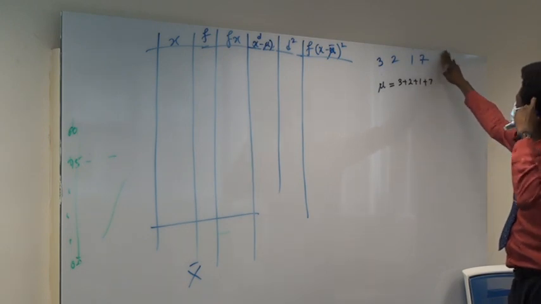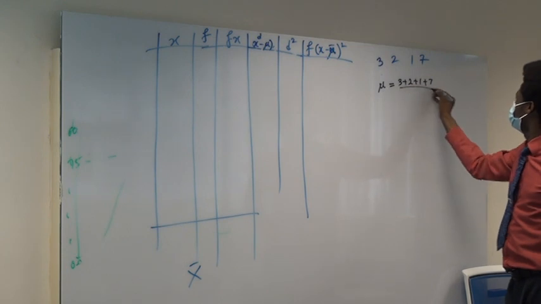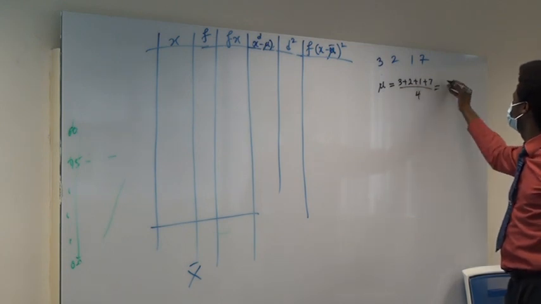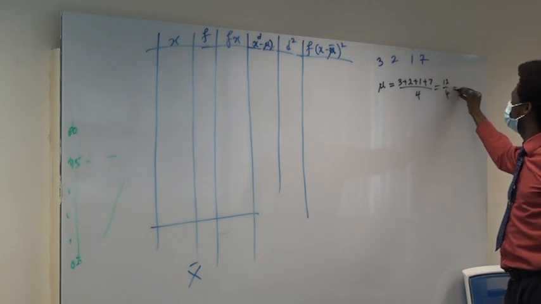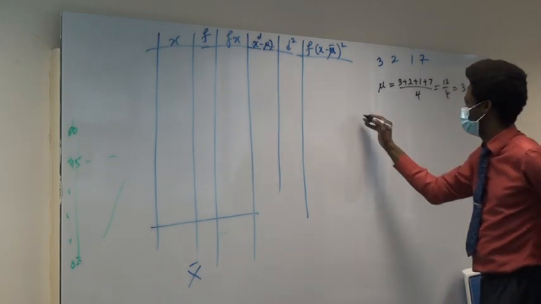Okay, how about I remove this 0? 4 divided by 4, what is that? Is that 3? 12 over 4, which is equal to 3. So once I find this mean, the next thing I will do is this.